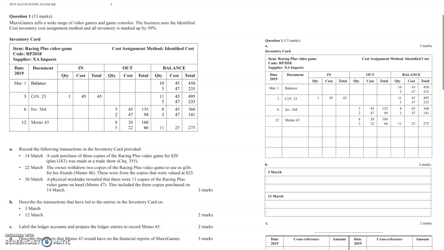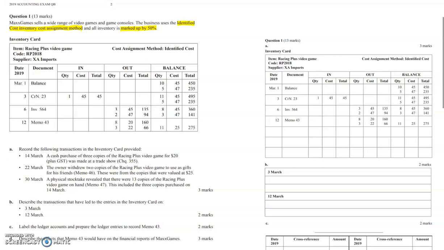Okay, so hopefully you picked up that this business is using the identified cost inventory cost assignment method. They mark up inventory by 50%, which will be important if we have to answer anything regarding sales and sales prices.